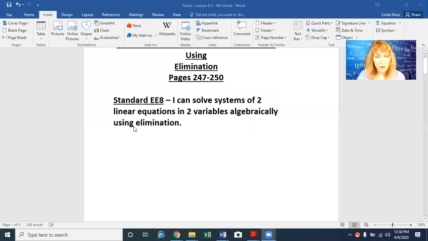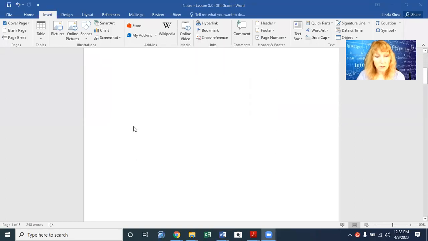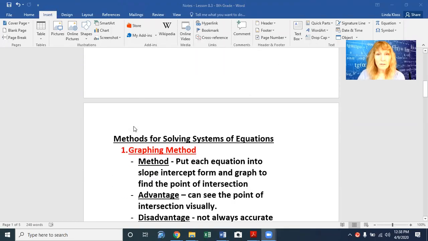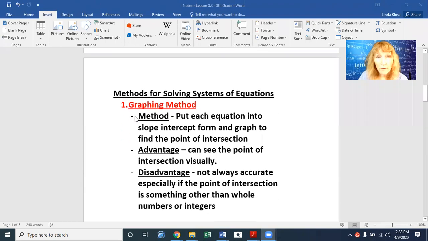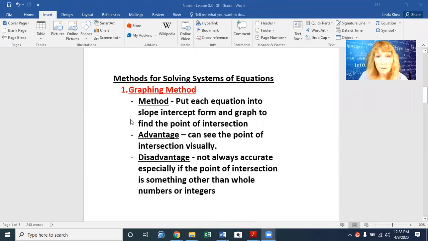So let's talk for a few minutes. Here are some notes I'll share with you. There are different methods for solving systems of linear equations, and we know that systems of linear equations are going to have a solution of a point, an x-coordinate and a y-coordinate. The first method we used for solving linear equations was the graphing method.